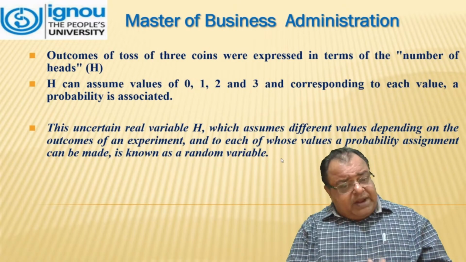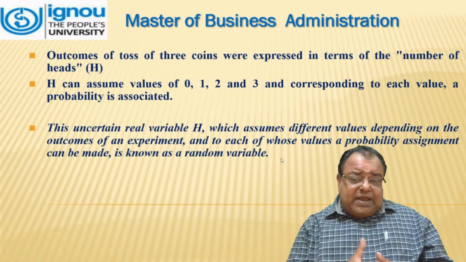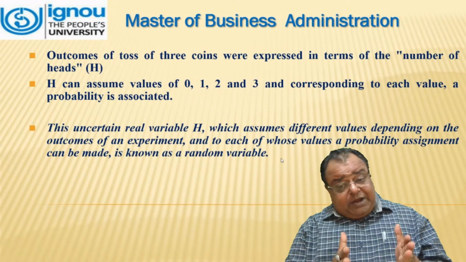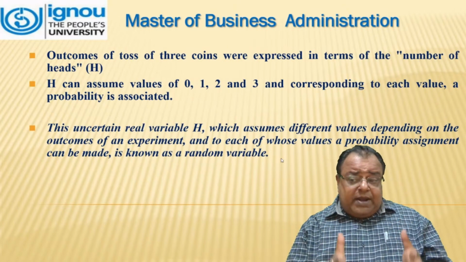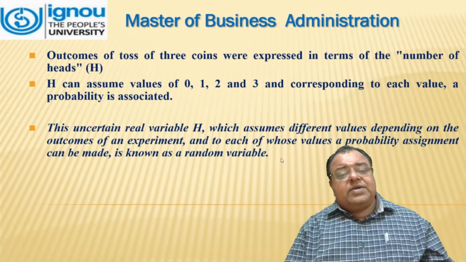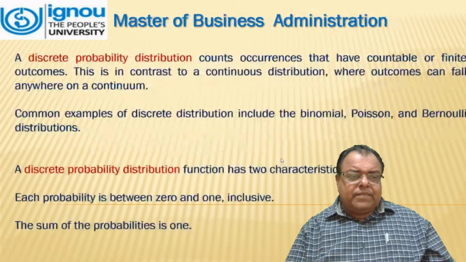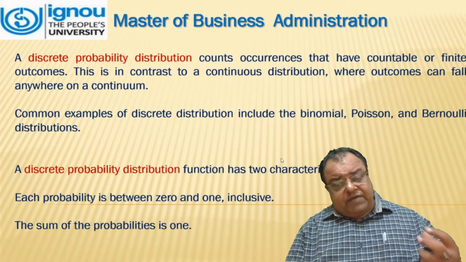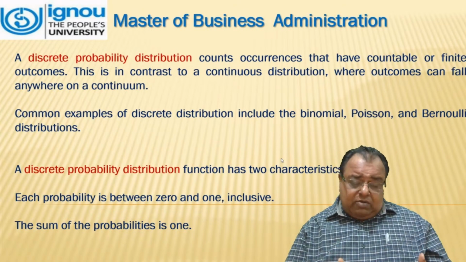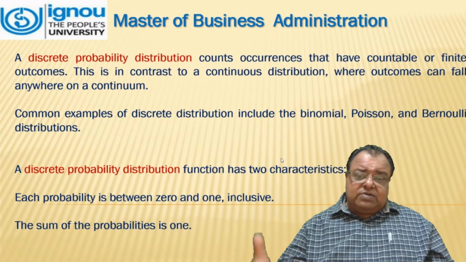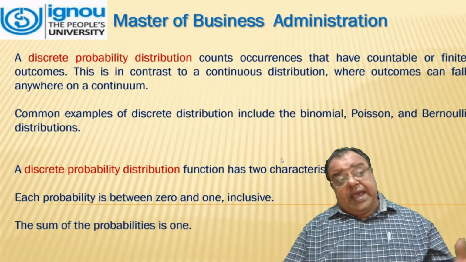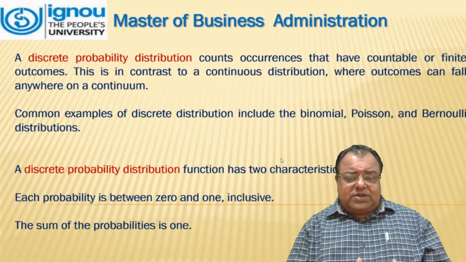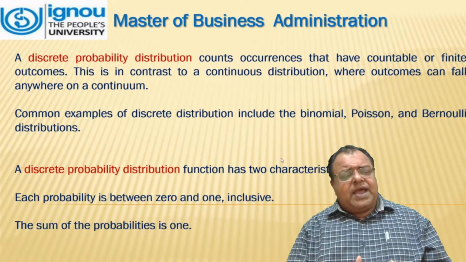This uncertain real variable h, which assumes different values depending on the outcomes of an experiment, and to each of whose values a probability assignment can be made, is known as a random variable. A discrete probability distribution counts occurrences that have countable or finite outcomes. This is in contrast to the continuous distribution, where outcomes can fall anywhere in the continuum. Common examples of discrete distribution include binomial, Poisson, and Bernoulli's distribution.